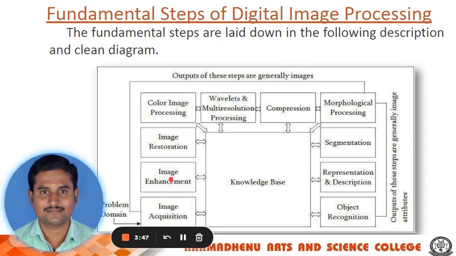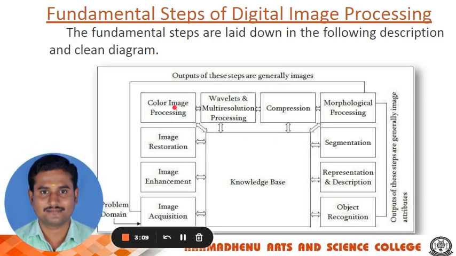Next, in the process of image enhancement, we are simply improving the quality of the image, like increasing the contrast and brightness of the image for getting better results. Next stage is image restoration. In this process, we are recovering the degraded image. Like if an image is blurred or not clear, we are recovering the image from the degraded image, which is called image restoration.